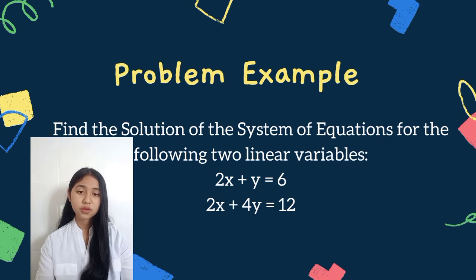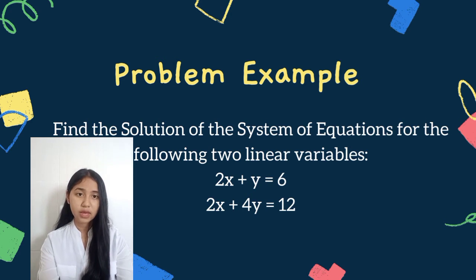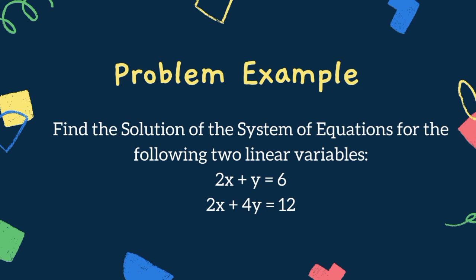Okay, for you to understand more about the two variable linear equation system with the graph method, I have a problem example. Find the solution of the system of equations for the following two linear variables: 2x plus y equal to 6, 2x plus 4y equal to 12. What is the solution?